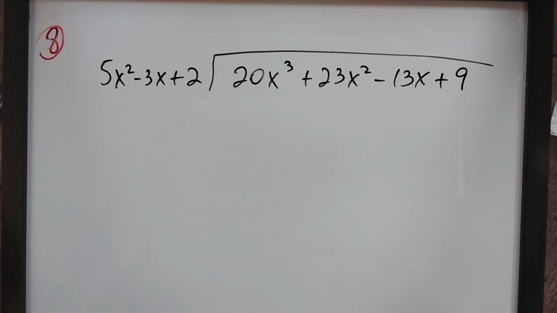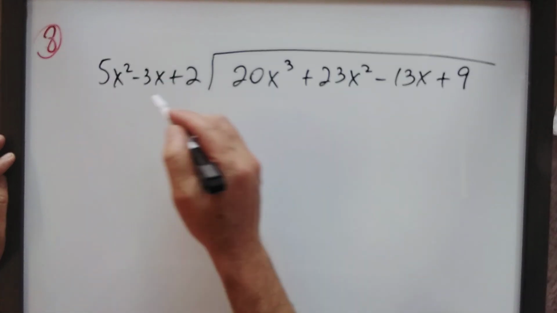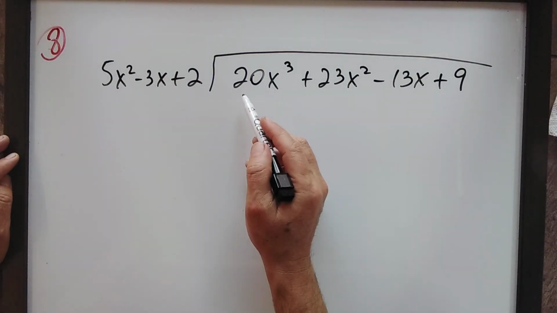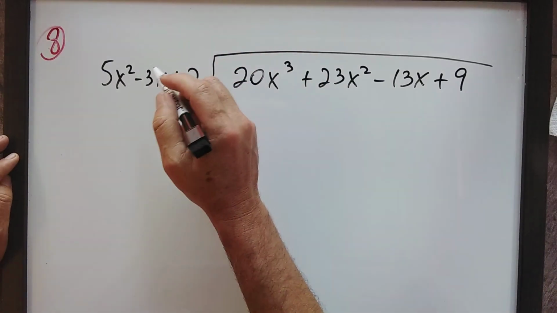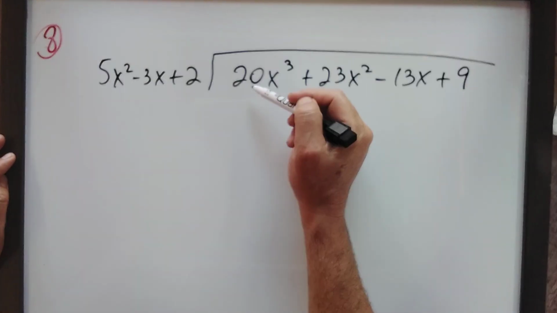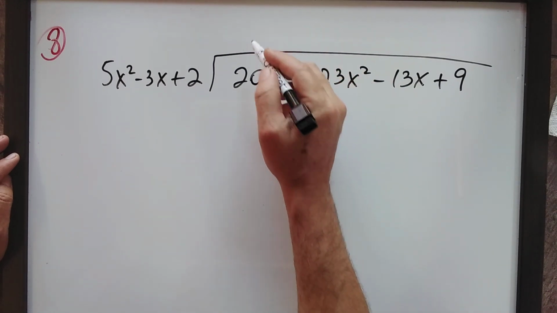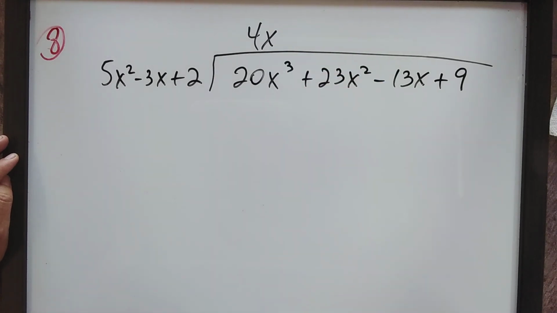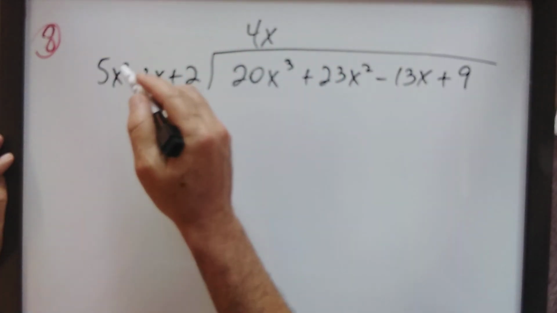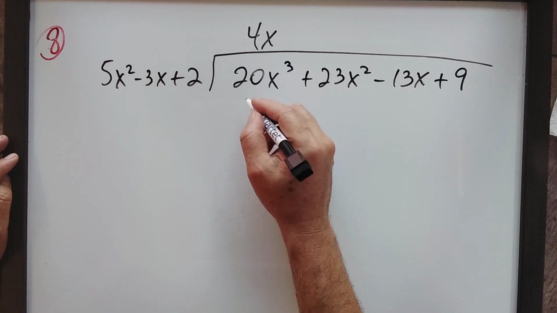Okay, guys, what about this one? The only thing that I see different is I now have 3 terms in the divisor, but we do the same exact thing. Same process. Divide 20x to the third by 5x squared. That means the first one inside the box by the first one outside the box. In other words, 5x squared times what gives you 20x to the third? That'd be 4x, right? Let's try it. 4x times 5x squared is 20x to the third.